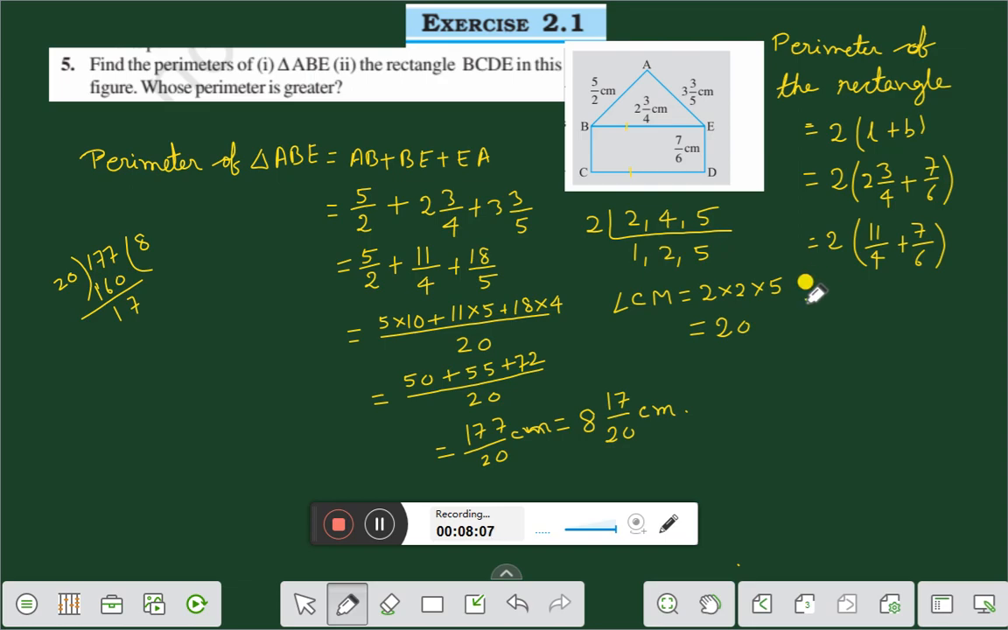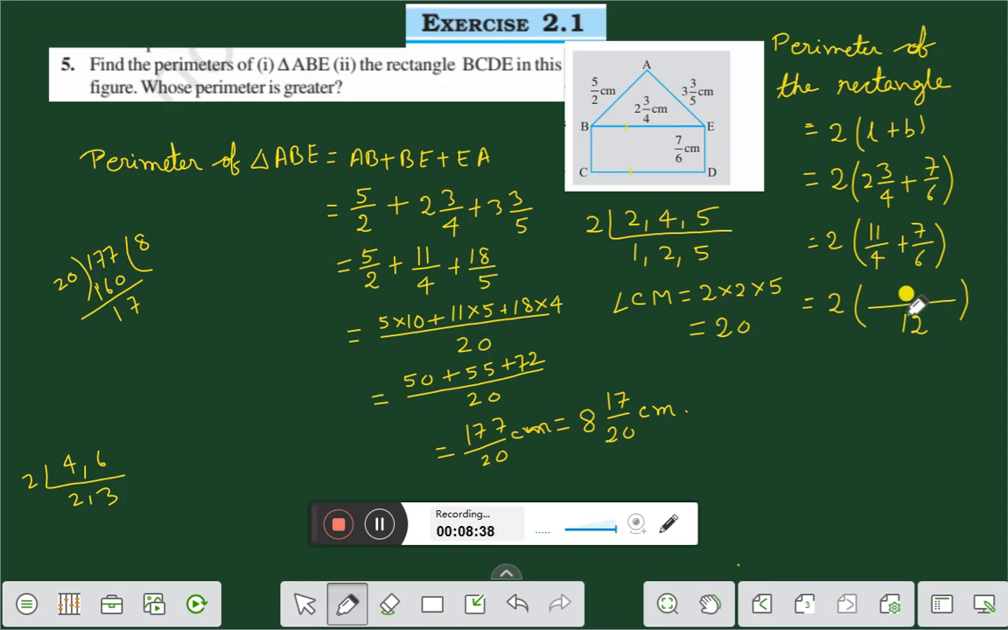Right? Now, if we find the LCM of 4 and 6, what will you get? LCM of 4 and 6. Divided by 2: 2 twos are 4 and 2 threes are 6. LCM is 2 fours are 4, 4 threes are 12. 12 is the LCM.